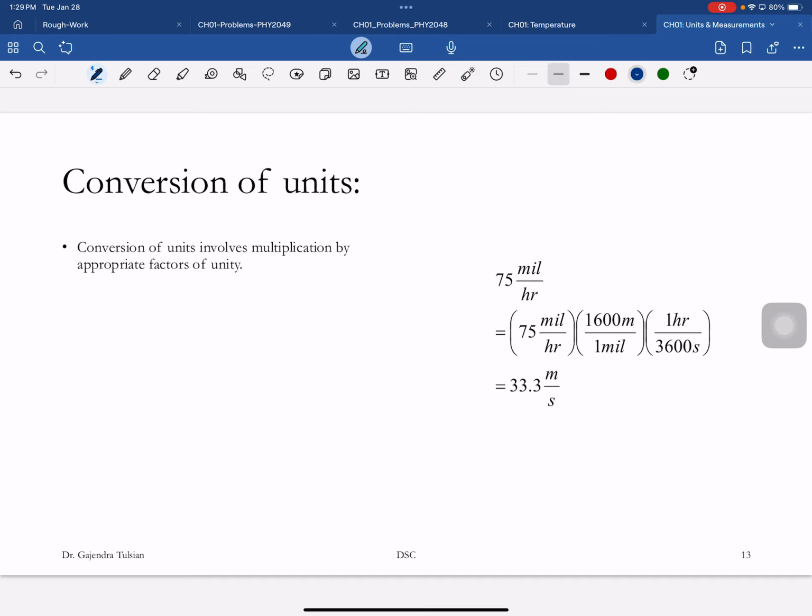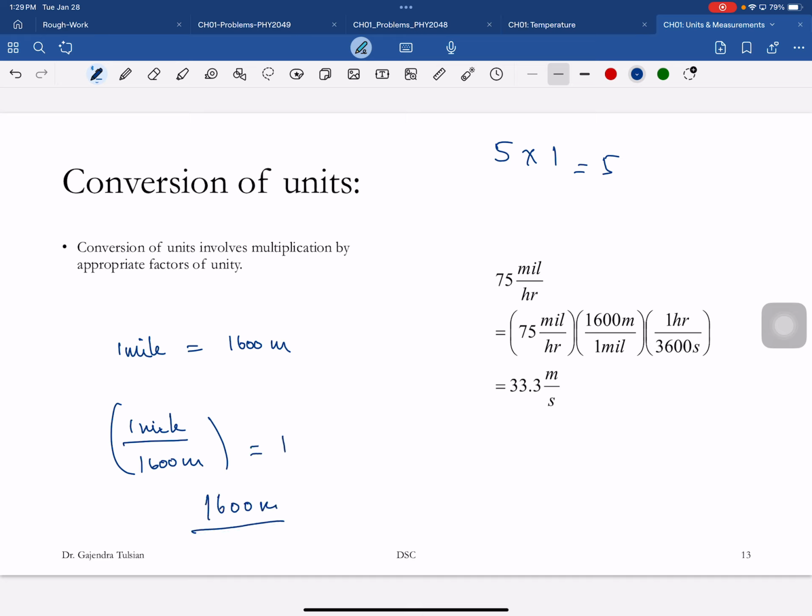And the trick is as follows. You all know what is 5 times 1? 5. So you can always multiply something by unity. So 1 mile is 1600 meters. What is 1 mile over 1600 meters? What is this equal to? 1. What is 1600 meters divided by 1 mile? 1. Now you can multiply anything by 1.